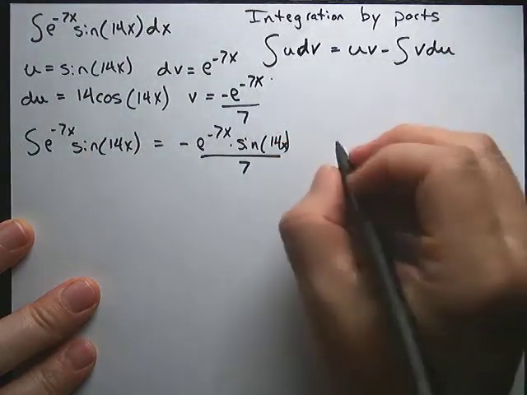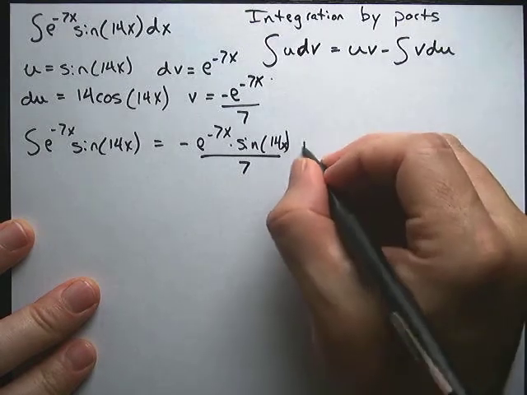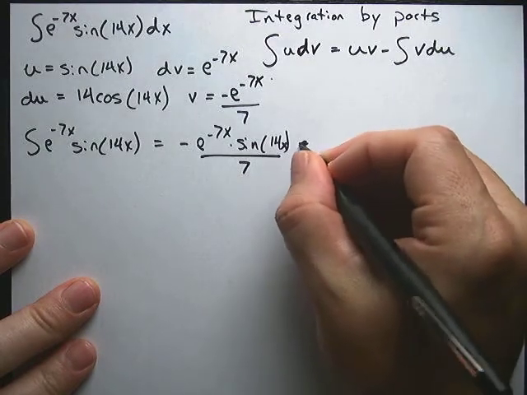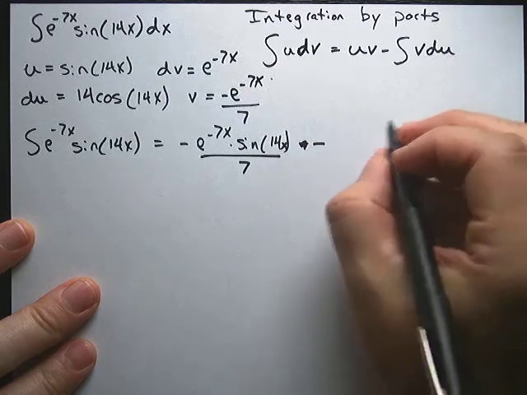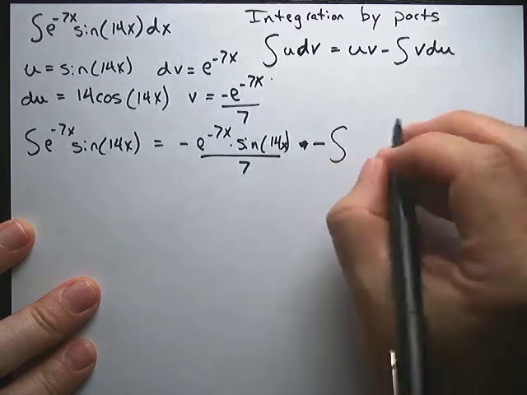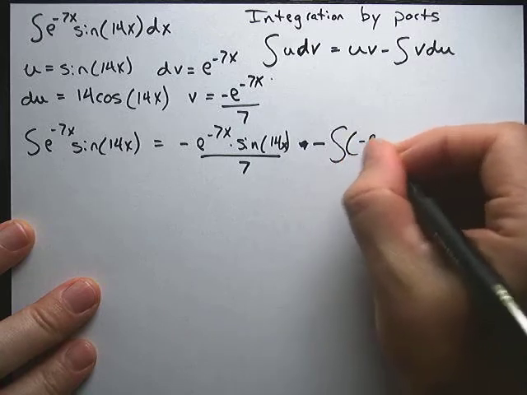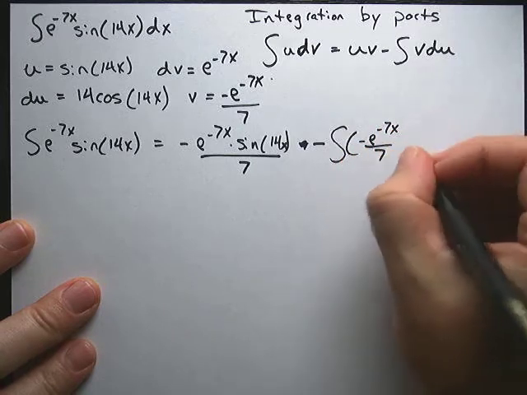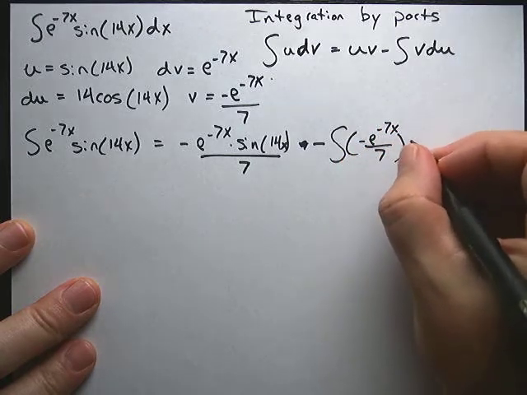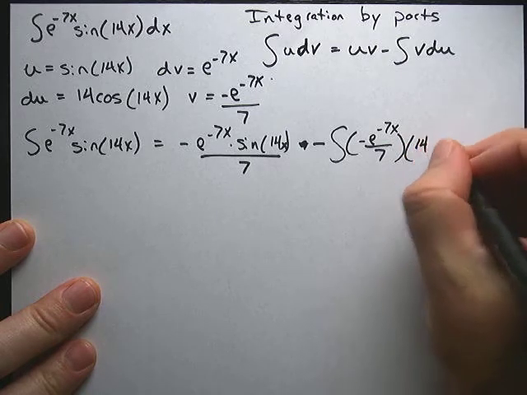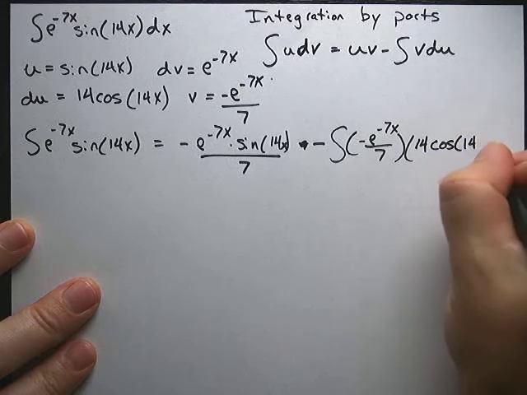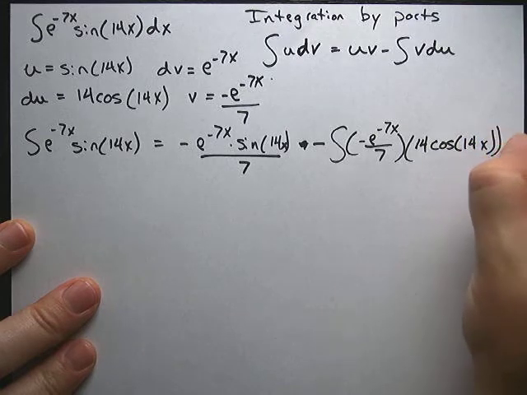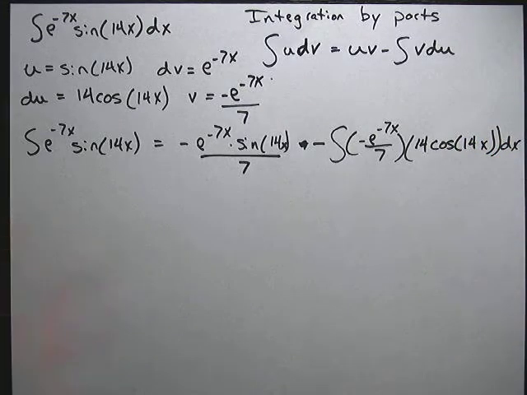Put them together. Okay, and then we have minus the integral of v du. So negative e to the negative 7x over 7. And du is 14 cosine of 14x dx. Okay, let's clean that up.